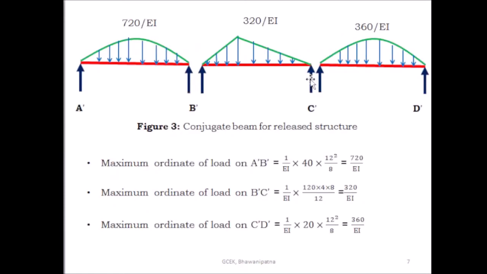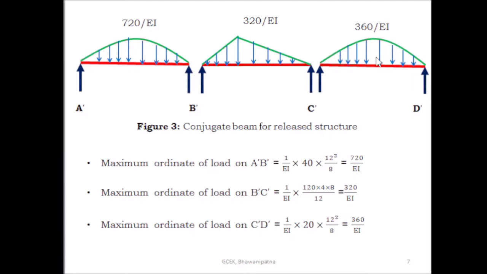So, what you have to do? Here you have to find out what is the reaction RC dash from this span, and you have to find out RC dash from this span. The total reaction is the shear force at C dash in the conjugate beam, and that is equal to the displacement in coordinate direction 2 of the real beam. So, here you have to find out what is the reaction, and here you have to find out what is the reaction from this span.